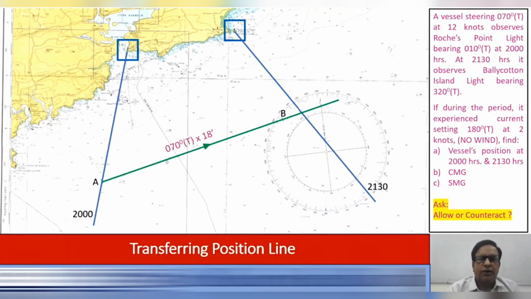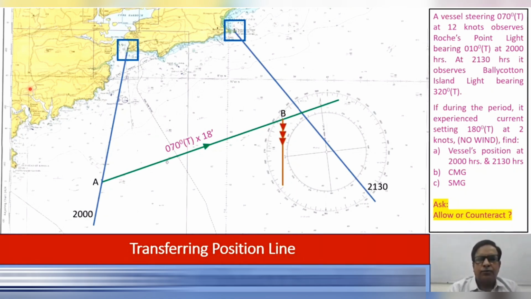Now we have to allow for current. I hope you remember when you allow for current, the current is applied at the DR position or the arrowhead end of the CTS line. That means now the current has to be allowed at point B. So we allow the current here, represented by 3 arrows.